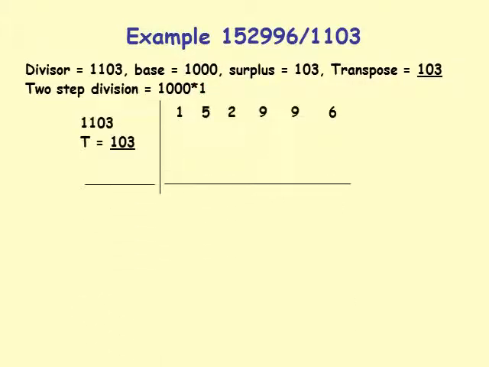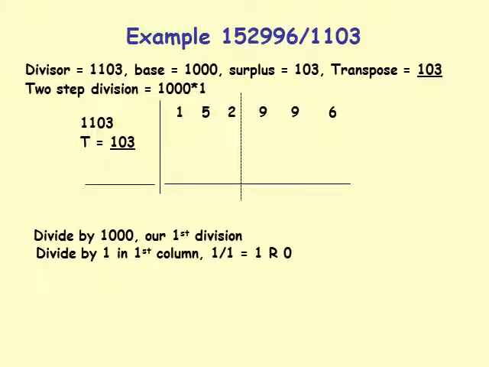Set up the problem the same way: dividend, divisor and transpose. Dividend is 152996. Divisor is 1103 and transpose is negative 103. First we divide by 1000, our first division. Okay, so we just did. Divide in the first column, which is 1 divided by 1 is 1, remainder 0. Adjustments are 1 times the transpose, 103, and that's for the next three columns.